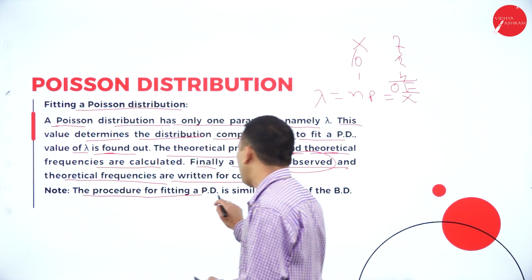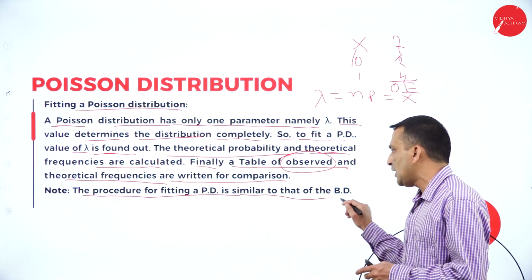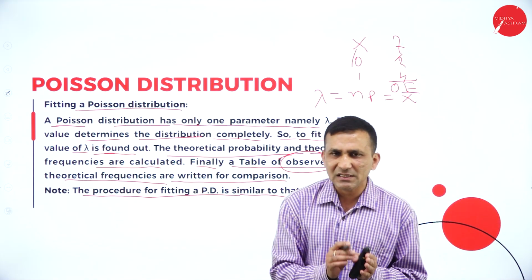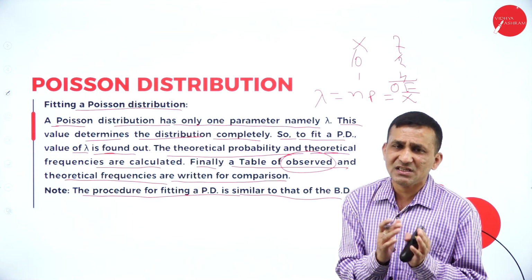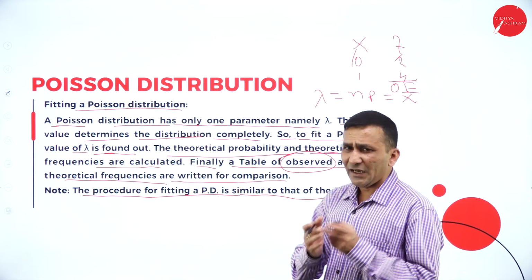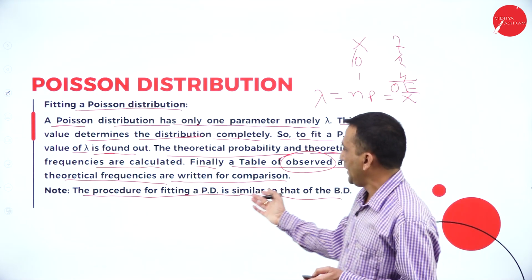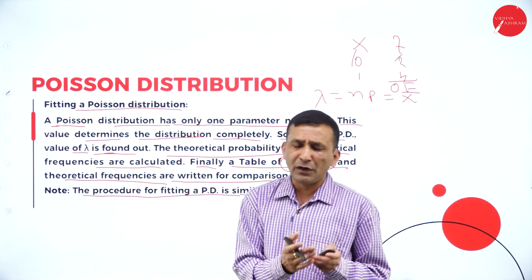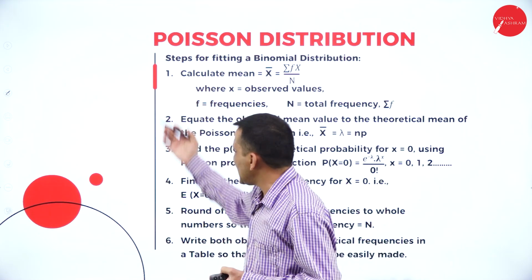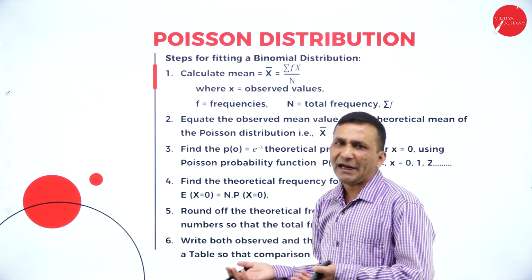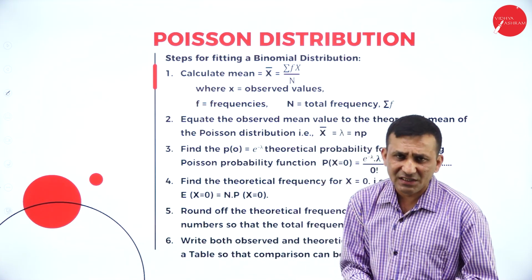Note that the procedure for fitting a Poisson distribution is similar to the binomial distribution. It is a similar procedure, only the probability mass function changes. It is compulsory to change it for each and every distribution, as the probability mass function formula is different. And there are 6 steps you need to follow when fitting the Poisson distribution.